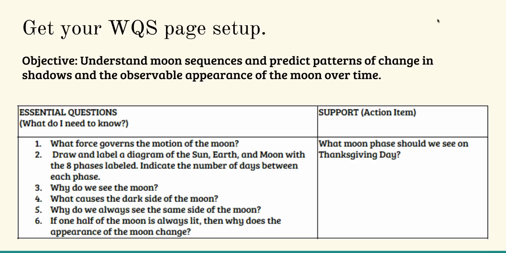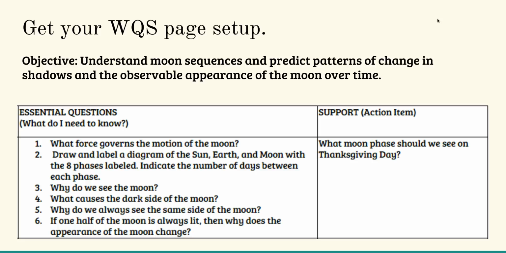If you haven't set up your Wix, please do so now. The objective, or the W, is to understand the moon sequences and predict patterns of change in shadows and the observable appearance of the moon over time. You have 6 essential questions and 1 support item that you need to make sure you complete. Pause the video now if you need some more time to set up your Wix.